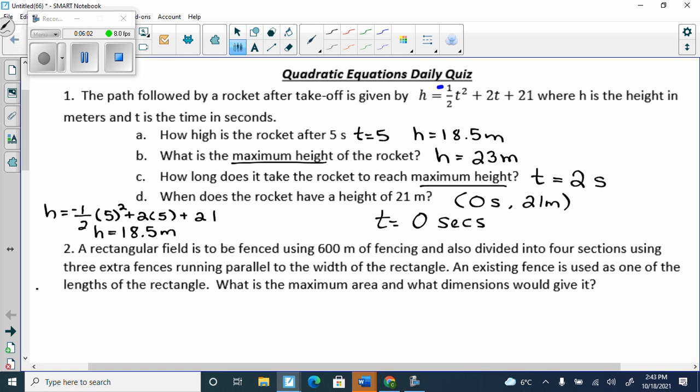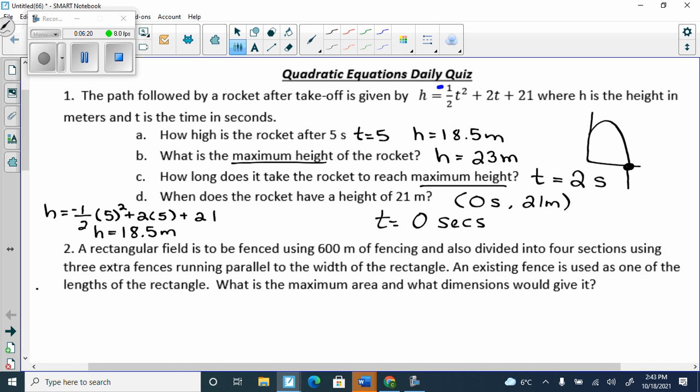Time it takes to reach the ground. What am I asking you to find when I say reach the ground? Remember, it looks something like this. What is this? This is reaching the ground. What is this? X-intercept. How do I find the x-intercept with my calculator?